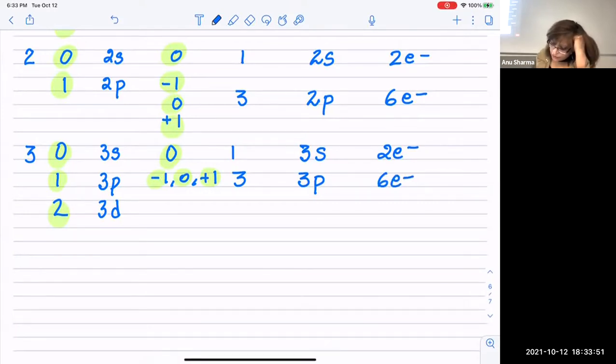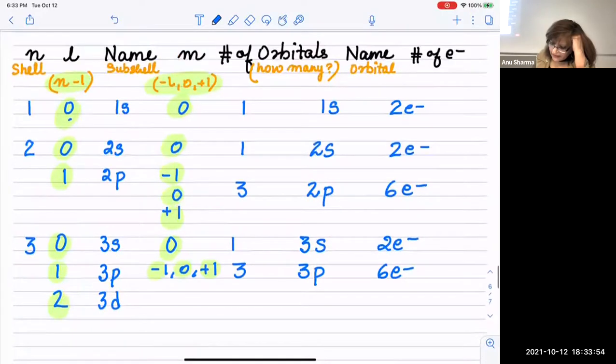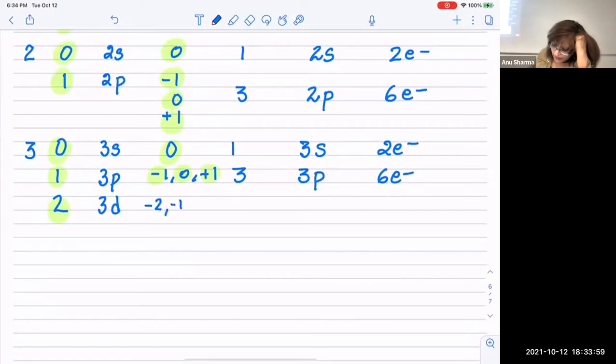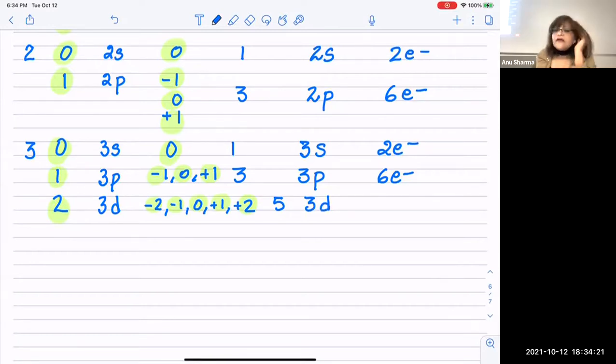D, there are 2. L is equal to 2. So the value of M is equal to minus 2, minus 1, 0, plus 1, and plus 2. Okay. And how many orbitals do you see now? 1, 2, 3, 4, 5. Very good. So 5 orbitals. What is the name? 3D. Very good. Excellent. And how many electrons in D? 10, 2 in each, right?